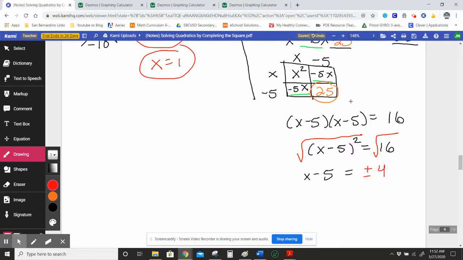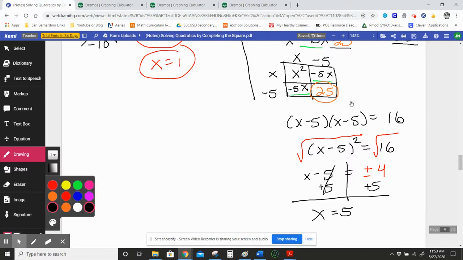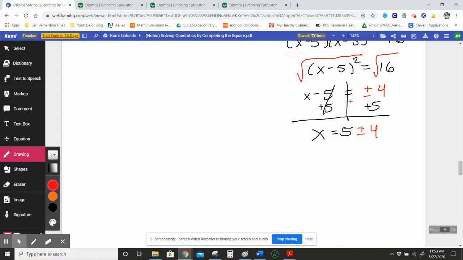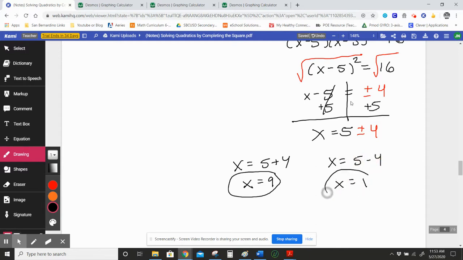Now, if I want to get the x by itself, I would just draw the wall and add 5 to both sides, plus 5, plus 5. Don't combine like terms yet. I'm just moving it. So this will be 5 plus or minus 4. There are two answers for this. My two answers are x is equal to 5 plus 4 and x is equal to 5 minus 4. If I simplify this, x is equal to 5 plus 4 gives me the first answer, x is equal to 9. The second equation, x is equal to 5 minus 4, gives me x is equal to positive 1.